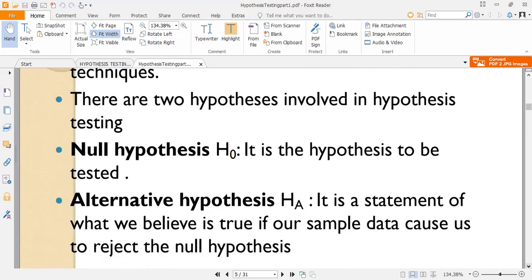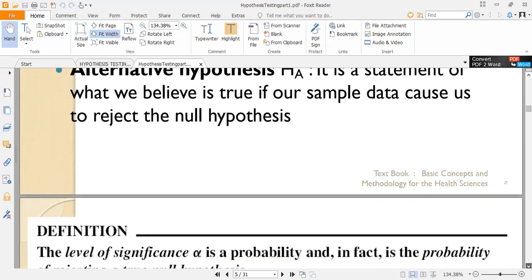And the alternative hypothesis is simply a statement of what we believe is true if our sample data cause us to reject the null hypothesis. So whenever we reject the null hypothesis, then this is what we may believe to be true. In short, it is the opposite of what we have in the null hypothesis. So we always have two, the null hypothesis and the alternative hypothesis.